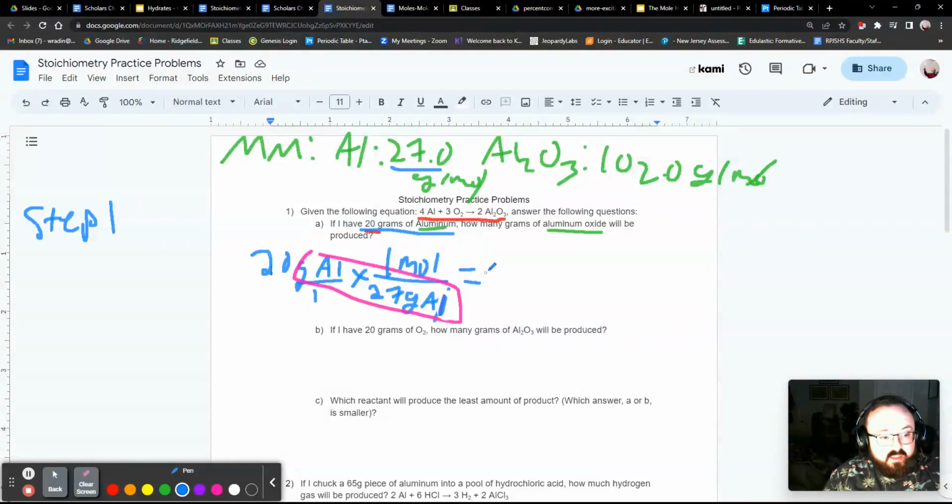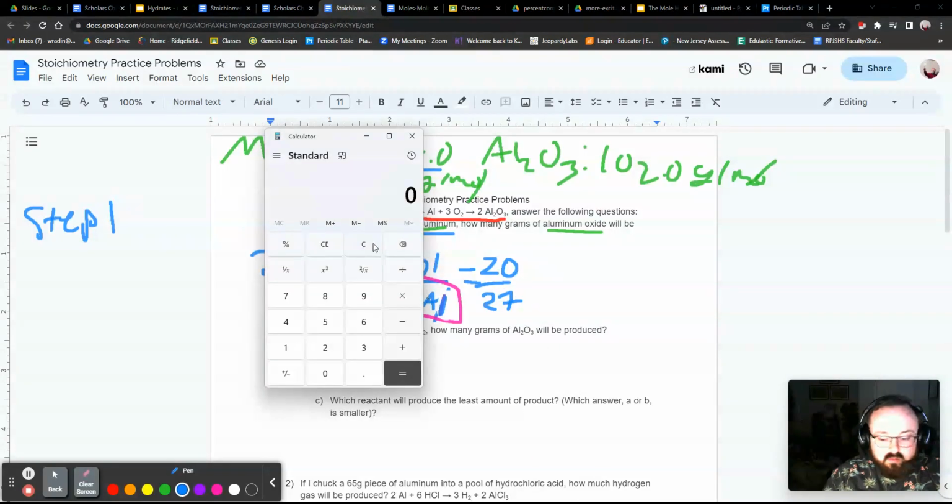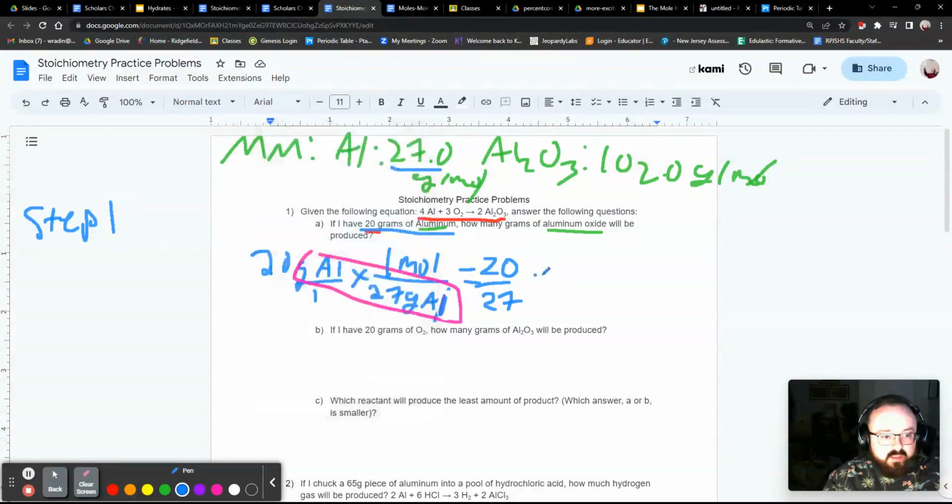So I'm going to solve for this. It simplifies to 20 divided by 27, which gives me, taking 2 decimal places, 0.74 moles of Al. Here's step 1. Step 1 done. Okay, let's move on to step 2.